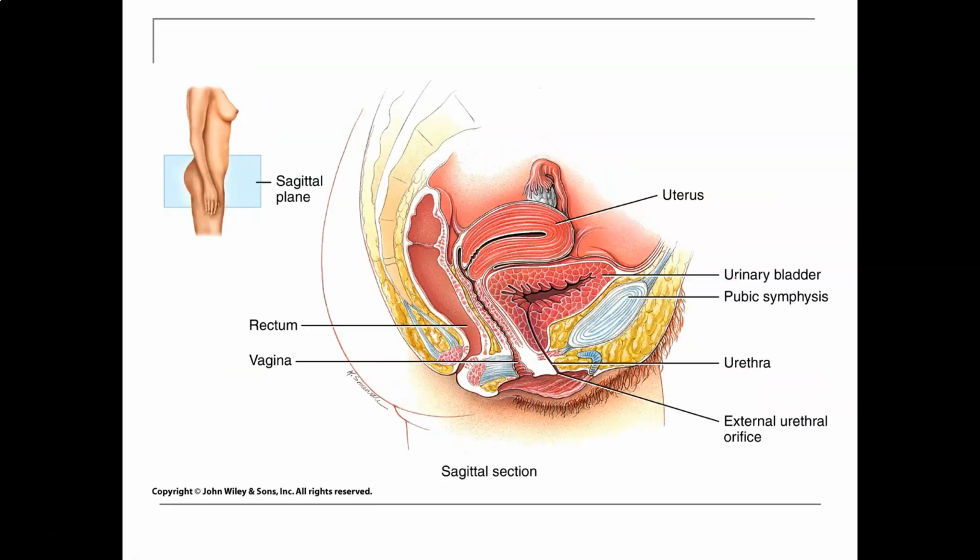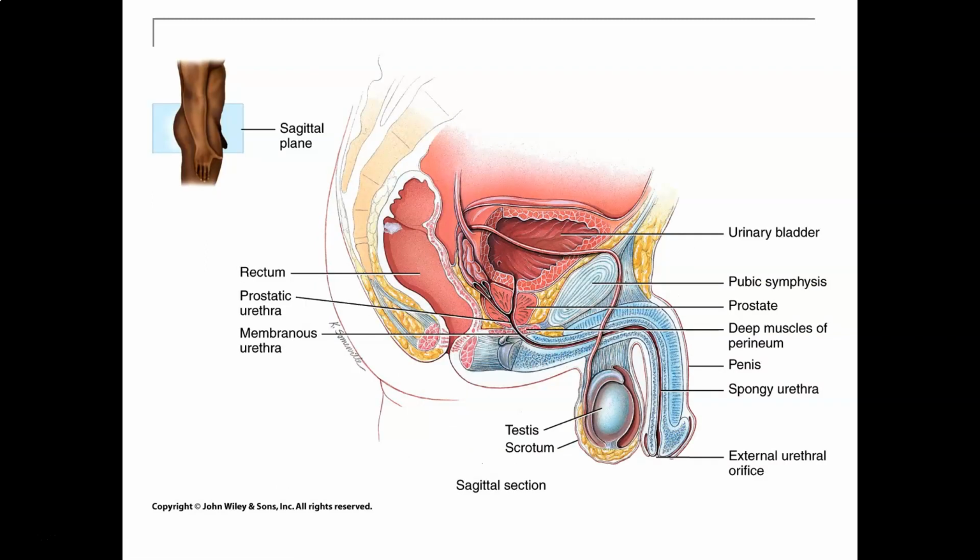In females, just to orient you. Here's the bladder. Okay, they call it urinary bladder, but just bladder is fine. And then here's the urethra here. See this tube coming down. So it's rather short in females, and then it opens out through the external urethral orifice. That just means the external opening out into the environment. So that's in females. Now compare that to males.